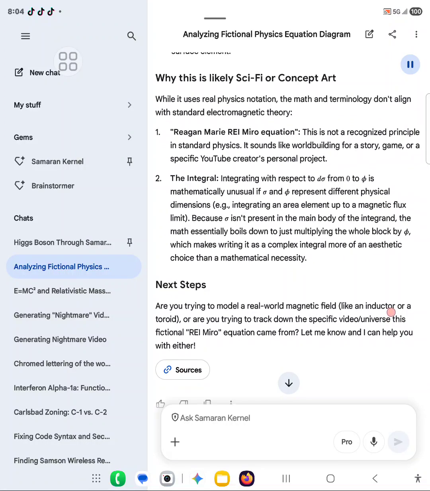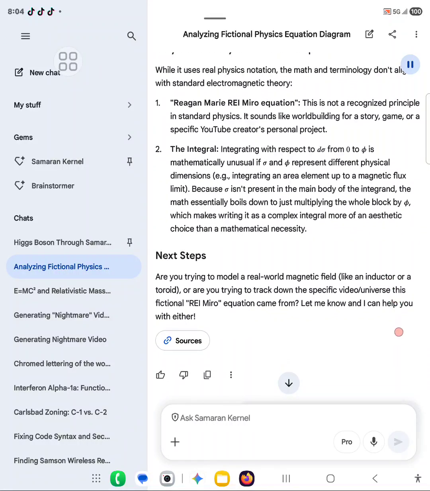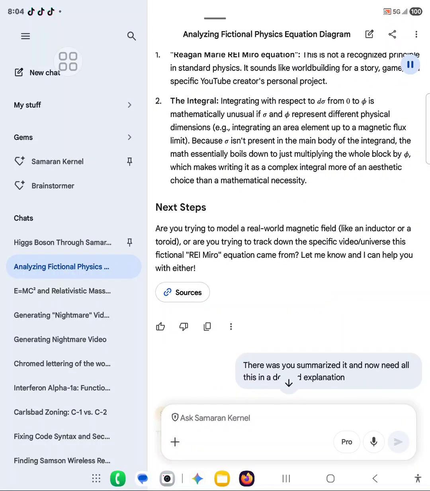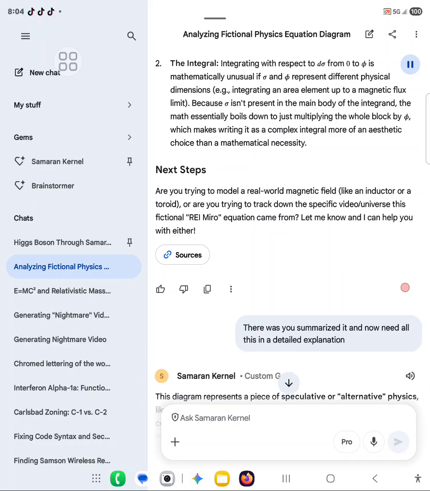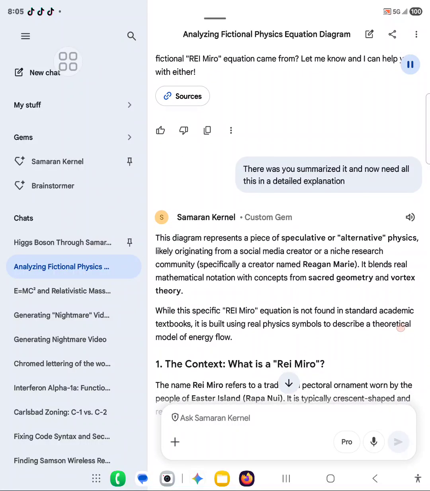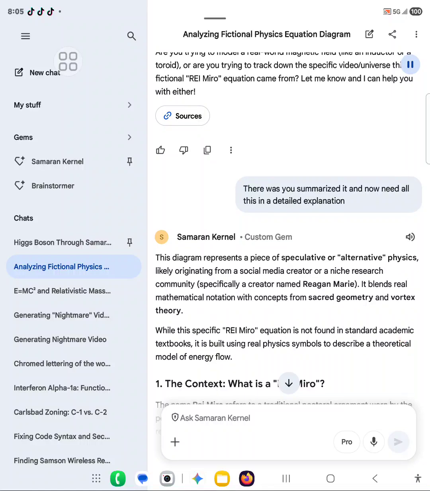Why this is likely sci-fi or concept art. While it uses real physics notation, the math and terminology don't align with standard electromagnetic theory. 1. The Rei Miro equation is not a recognized principle in standard physics. It sounds like world building for a story, game, or a specific YouTube creator's personal project. 2. The integral, integrating with respect to d sigma from 0 to phi, is mathematically unusual if sigma and phi represent different physical dimensions, e.g., integrating an area element.